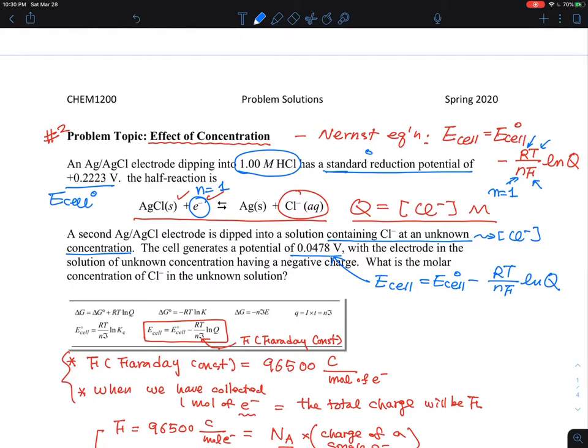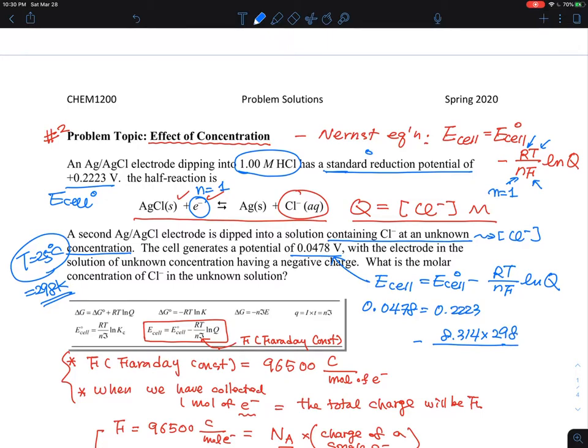So I can write it as 0.0478. The standard one is 0.2223, and then minus 8.314. And what's the temperature? The temperature is not given, so it is 25 degrees C, which is 298 Kelvin. Okay. Sometimes people forget to specify the temperature. Then you can just assume 298. That's room temperature. Okay.